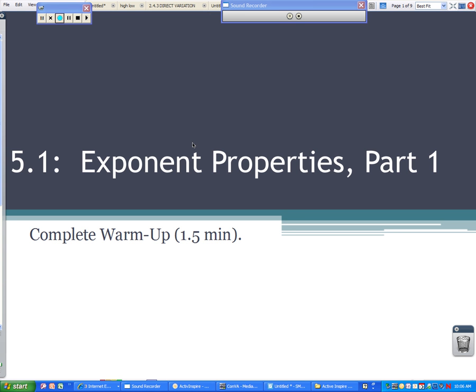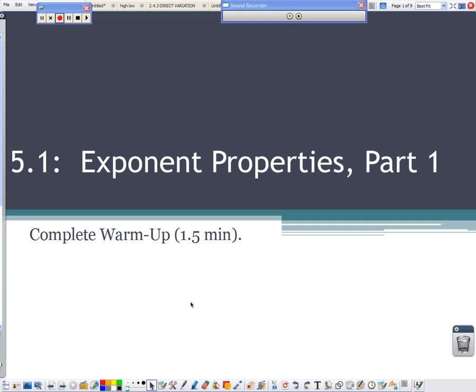All right, welcome to Unit 5, which is polynomials. Section 1 will start off with the exponent properties. Now there are 6 of them, and this is something that I would highly advise you to go ahead and write down some notes. Make sure that you are prepared.